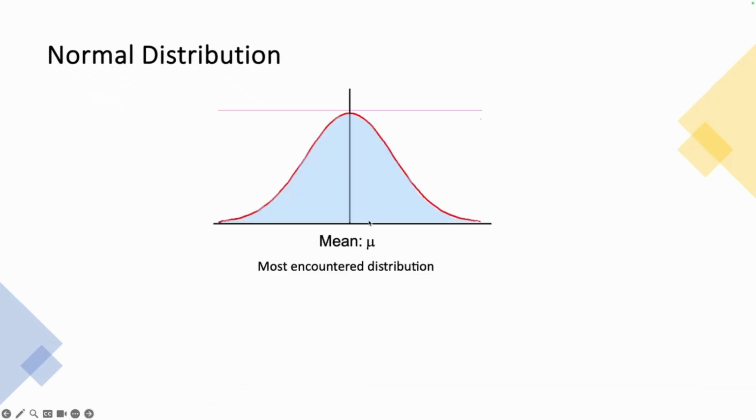Imagine that you measure the height of a large group of people. Most of the people will be somewhere around the average height, while few of them will be extremely tall or extremely short. When you plot this data, it forms a beautiful bell-shaped curve, and that is called a normal distribution. This is how it looks.